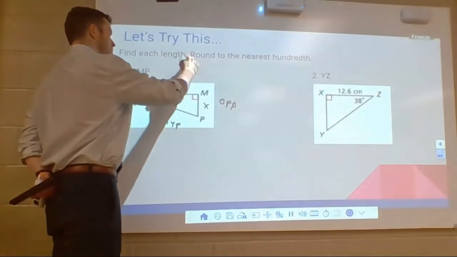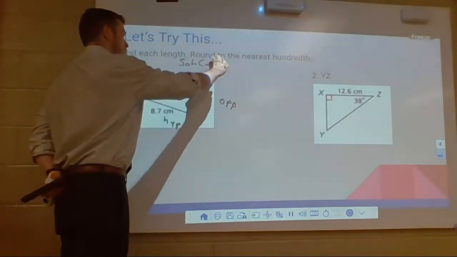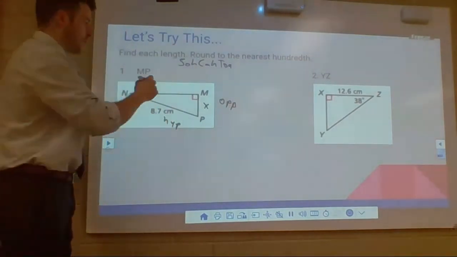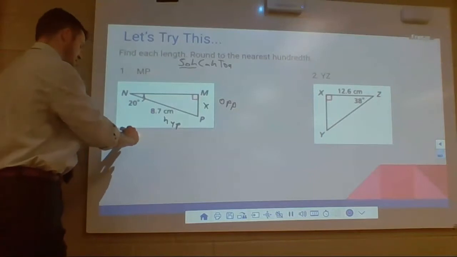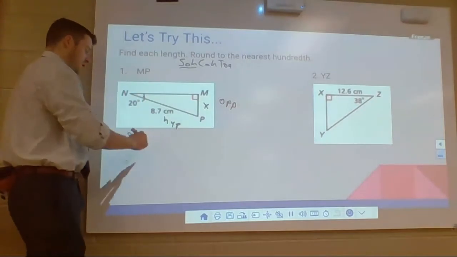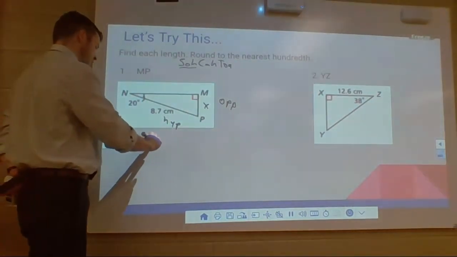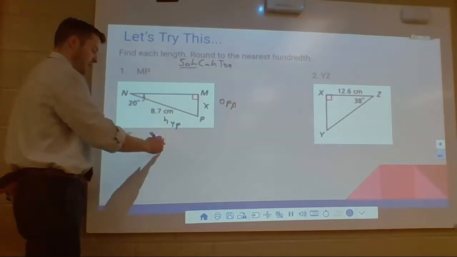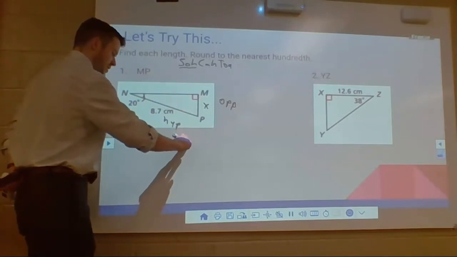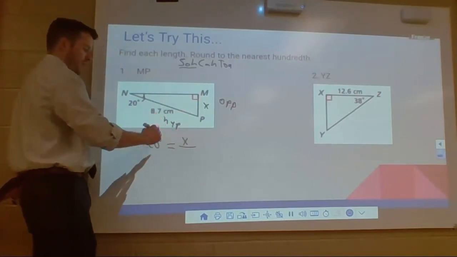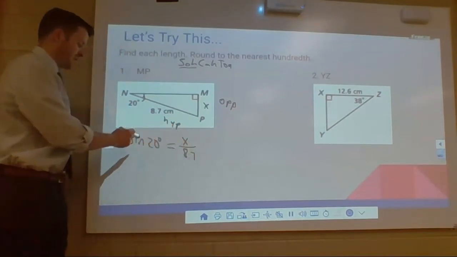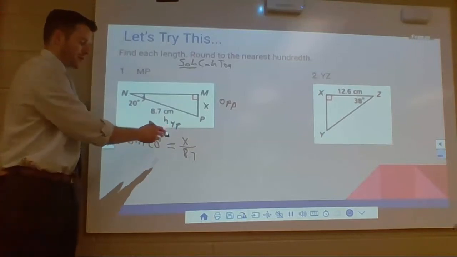Remember SOHCAHTOA. Sine is opposite over hypotenuse. So what we're going to say, since we're using sine, is we're going to say sine of 20 degrees. That's the measure of angle N, right? So sine of 20 degrees, so the measure of angle N, equals opposite over hypotenuse. So x, which is the opposite, over the hypotenuse, which is 8.7 centimeters. And I'm just going to leave out the unit for right now. We'll say sine of 20 equals x over 8.7.